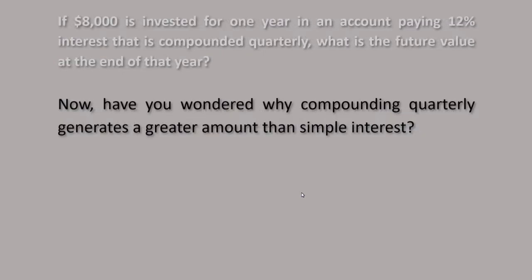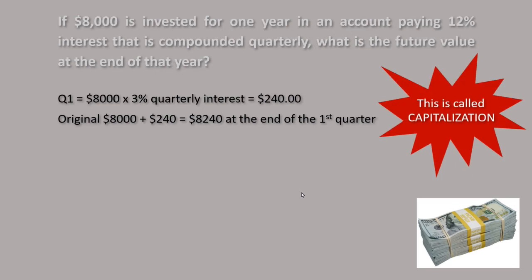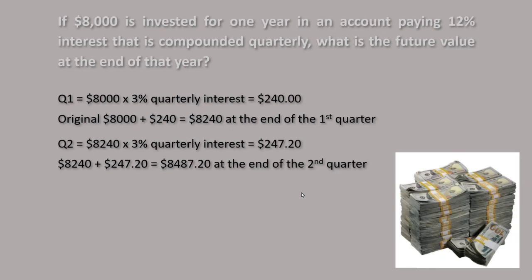So, why is it exactly? I mean, what is it about compounding quarterly that generates a greater amount than simple interest? Well, think about this. Okay, here's quarter 1, that $8,000 in the bank, 3% quarterly interest, that's going to give you $240 for interest. So you get your original $8,000 plus the $240 you just made. That gives you $8,240 at the end of the first quarter. That's called capitalization. Okay, what you're going to do is take that $8,240 now for the start of the second quarter times 3% quarterly interest.